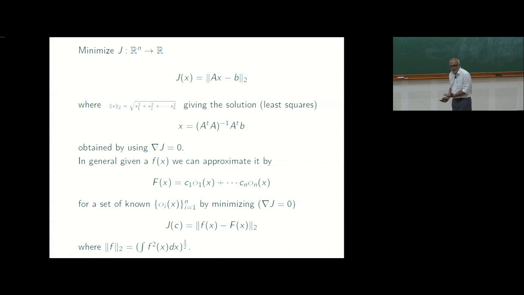Now note that A transpose A is a square matrix, and not only square, it's symmetric and positive definite also. And how do you get this equation? By just equating the gradient of this equal to 0.